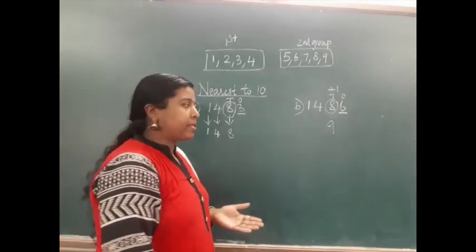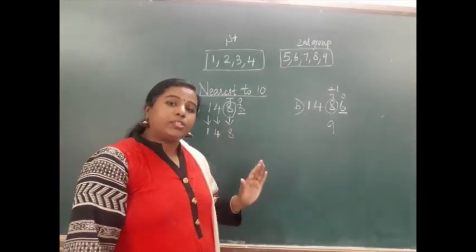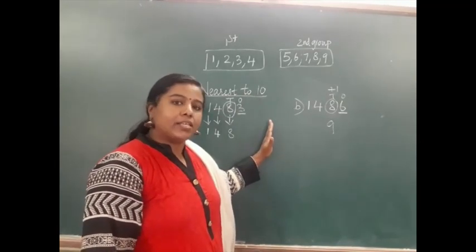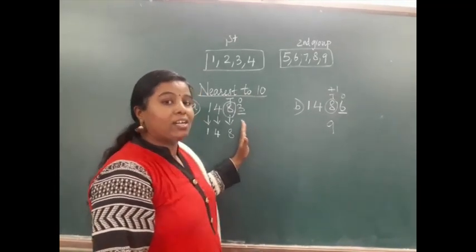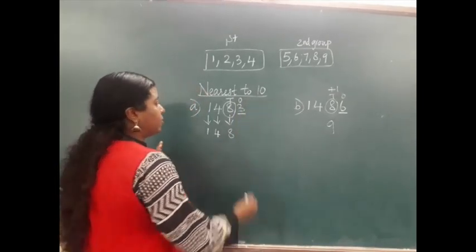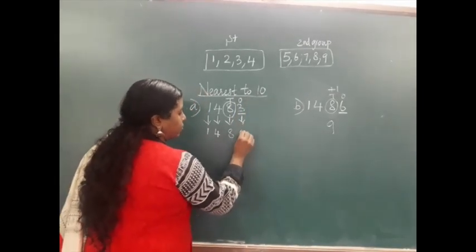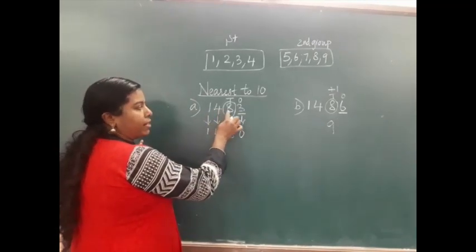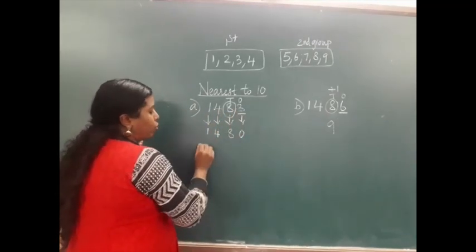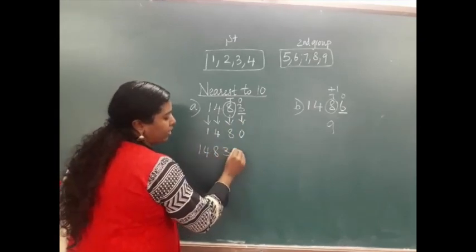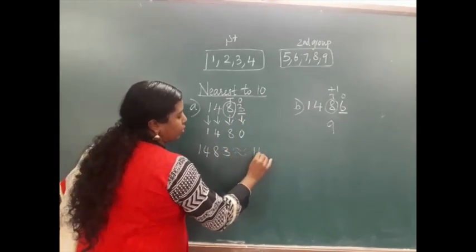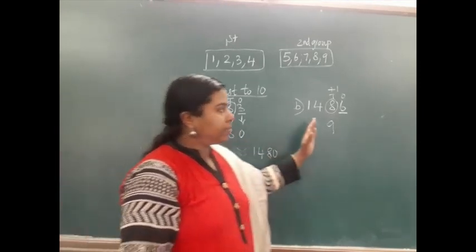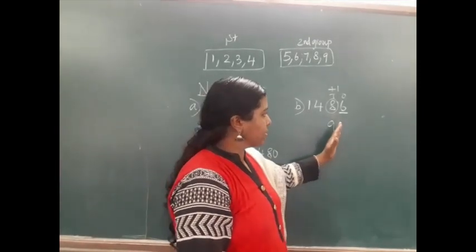And the next step is write all the digits to the right side of the circled digit as 0. Change the digits to the right side of the circled digit to 0. So 1483 is rounded off to 1480.